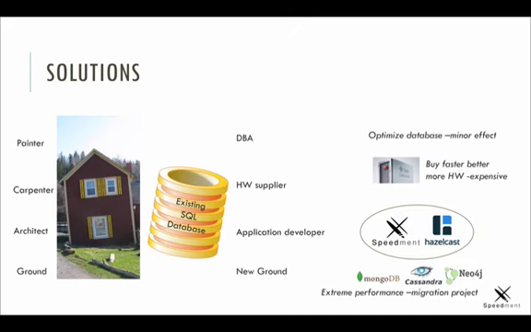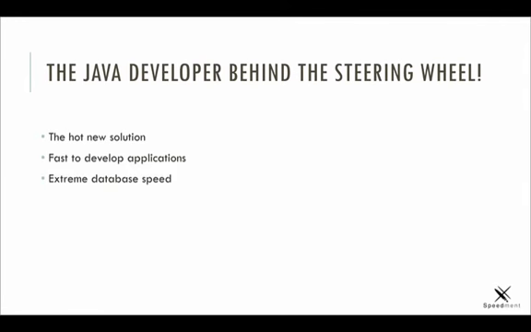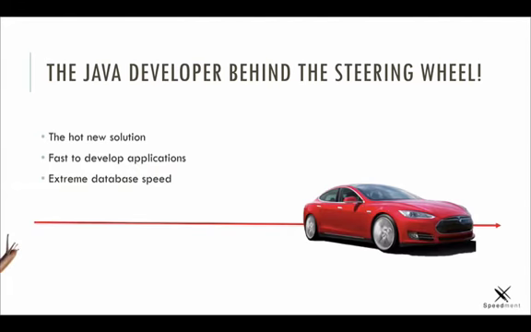Okay, so we can instead target the application developers, like we might be, and that is where the Speedment and Hazelcast solution comes in. So we want to put the Java developer behind the steering wheel. We think this is a new hot solution, and it's very quick. It allows you to very rapidly develop your own application, and you get extreme database speed. So you want to be behind the steering wheel, and you don't want to be this snail crawling up here.